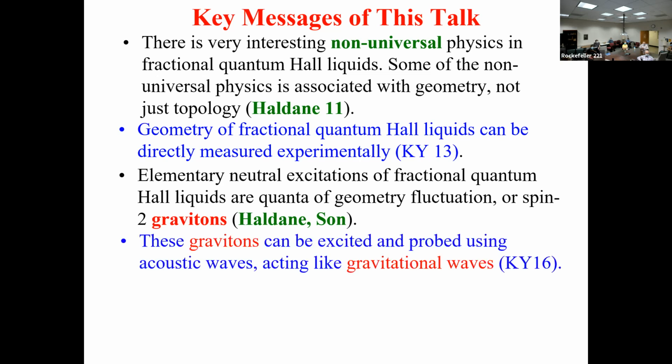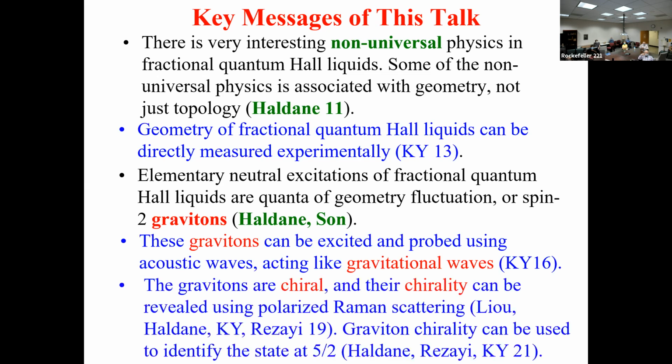The second set of specific results I'm going to report is that these gravitons can actually be excited and probed in various ways. One of the ways, which hasn't been realized experimentally yet, is to use acoustic waves, which I'm going to argue behave very much like gravitational waves. So it's kind of natural that you can excite gravitons using gravitational waves. And perhaps more importantly, these gravitons have a very specific chirality. So they're chiral, okay? And the chirality can be revealed using a different kind of probe, namely polarized Raman scattering.